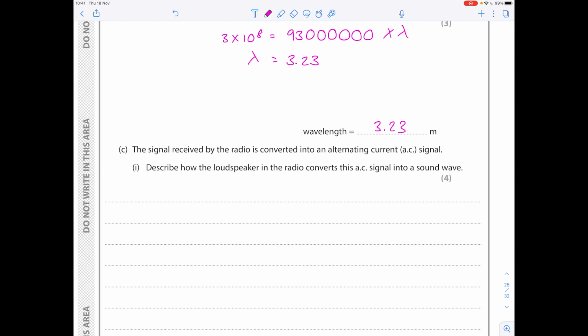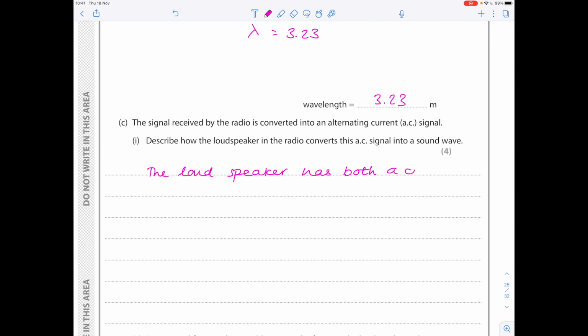And then according to Fleming's left-hand rule, that then generates a force, and that force is essential because it moves the speaker cone up, and then because it's an alternating current, the force changes direction, so it moves back down, and at that point you've got the speaker cone vibrating up and down, which is what's going to produce the sound wave. So we're going to start by saying that the loudspeaker coil has both a current and a magnetic field.